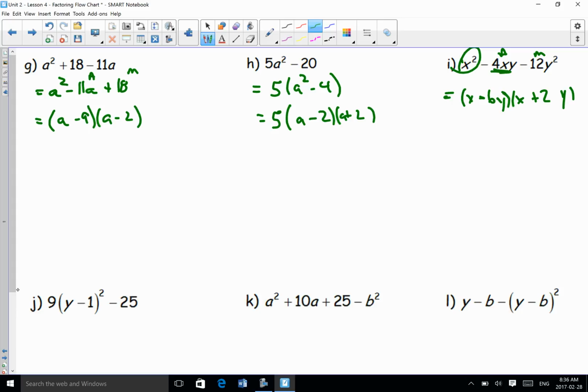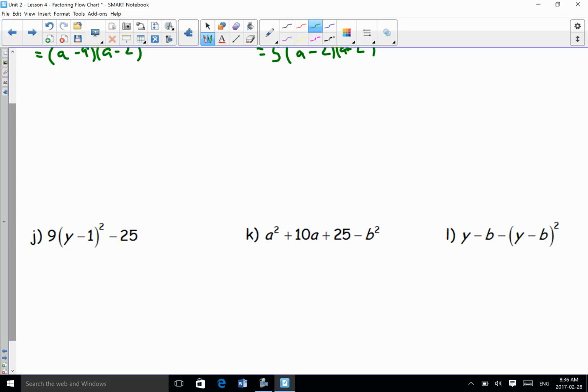Okay, time for some tricky ones. So, J. Now, J is weird looking. But if we looked at J as something like 9x squared minus 25, we would know what to do. Two terms, minus in the middle, square rootable.